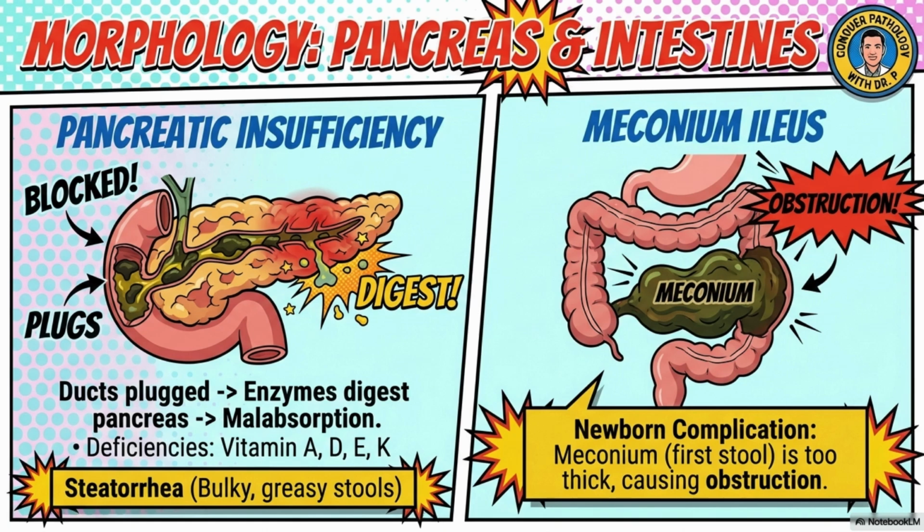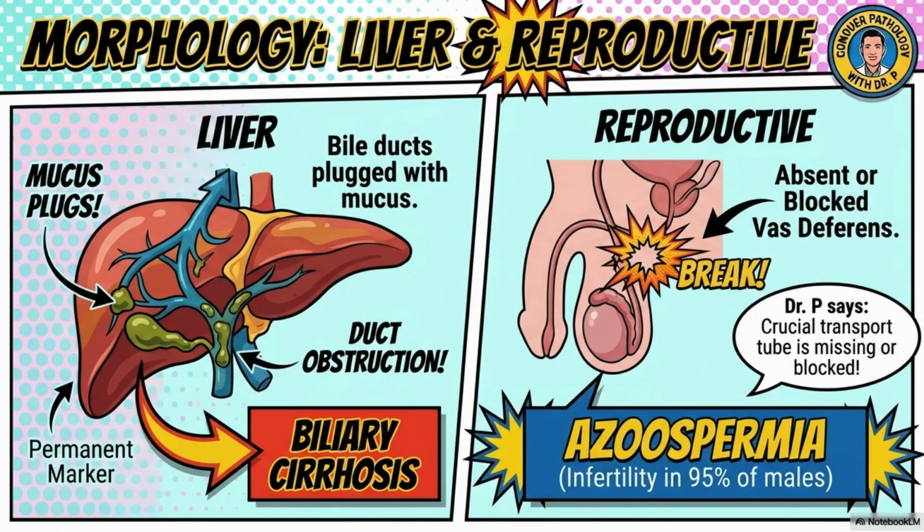Intestine. In newborns, the first stool or meconium is too thick. This causes an obstruction known as meconium ileus. Moving on to the liver and reproductive system. In liver, the bile ducts get plugged with mucus leading to biliary cirrhosis. Reproductive. This is crucial. The vas deferens is often absent or blocked. It results in azoospermia. This causes infertility in 95% of males with cystic fibrosis.